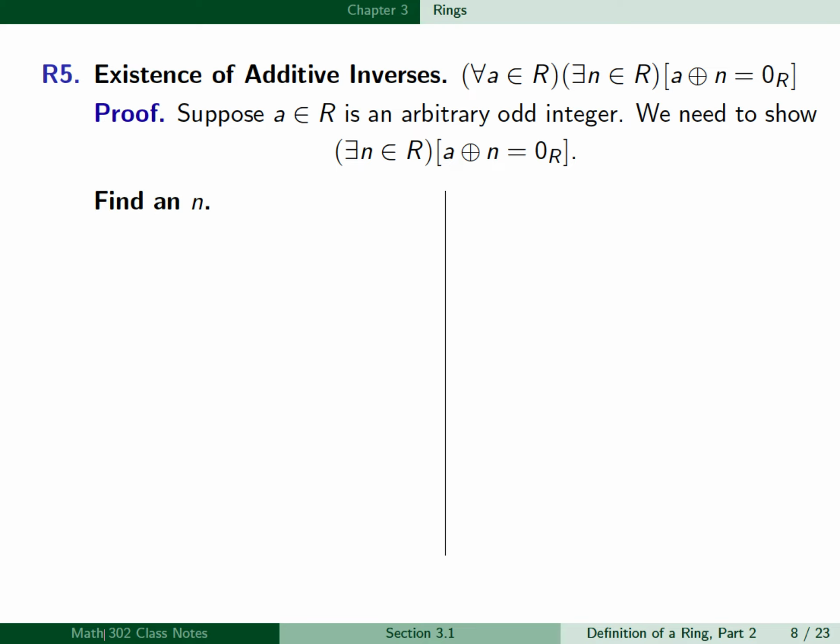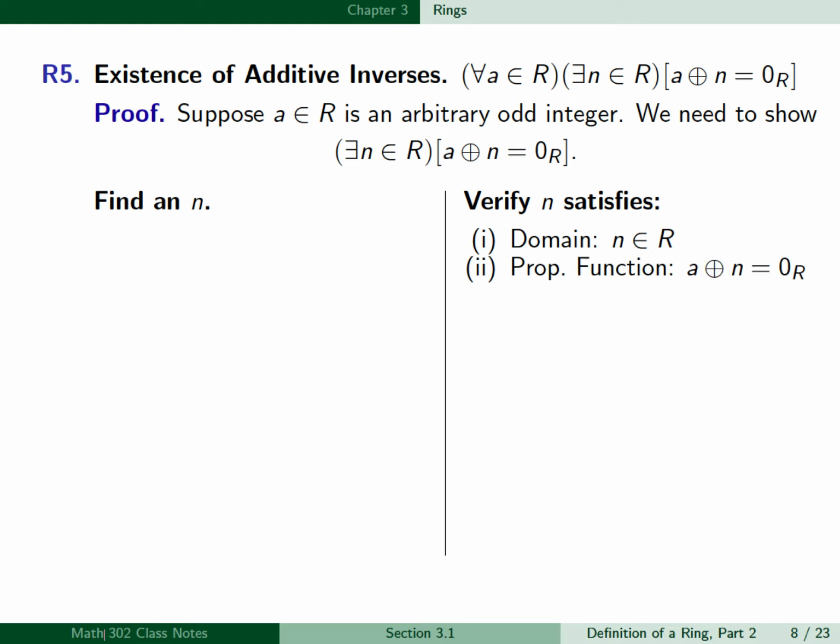So we'll set this up with our two columns again. So on the left column we're going to find an n, and on the right column we're going to verify that n satisfies the domain n belongs to R and the propositional function, which is a circle plus n equals 0 sub r. So now the element n must satisfy this equation, a circle plus n equals 0 sub r. And on the left side, this is a plus n minus 1. On the right side, 0 sub r is equal to 1. We just found that in proving axiom R4.